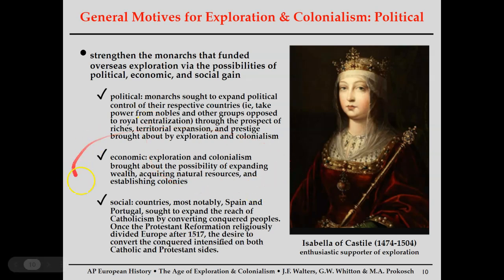Importance number 1. Economic. This could have a few versions. 1, they obviously can extract the natural resources like gold, and eventually more products like potatoes, etc. And it could lead to the establishment of profit-making colonies, so they can continue that extraction of resources over a long period of time. Again, money matters.